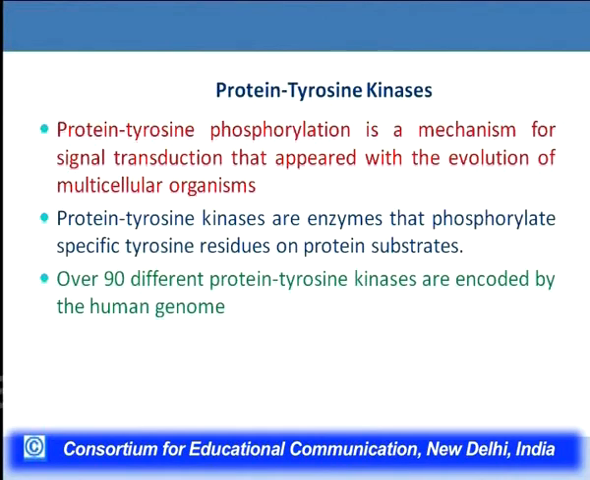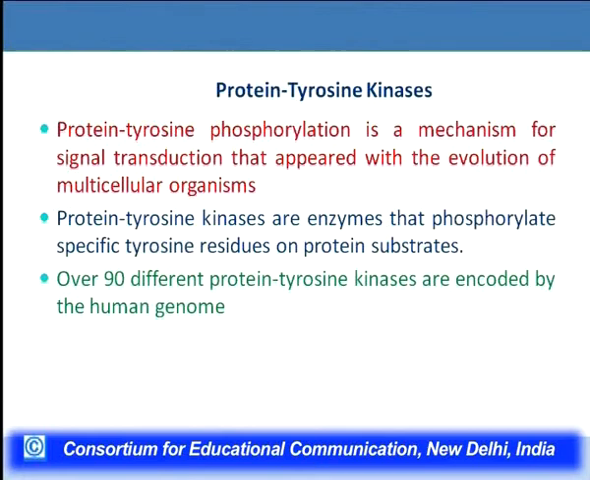So starting with what exactly tyrosine kinases are, protein tyrosine phosphorylation is basically a mechanism for signal transduction which appeared with the evolution of multicellular organisms. So these kinases are enzymes which will phosphorylate tyrosine moieties, the tyrosine amino acid in specific proteins, and phosphorylation of tyrosine might lead to activation of that particular protein, or it might lead to inactivation of that protein.